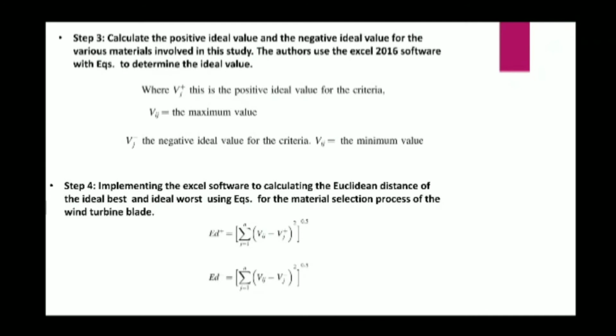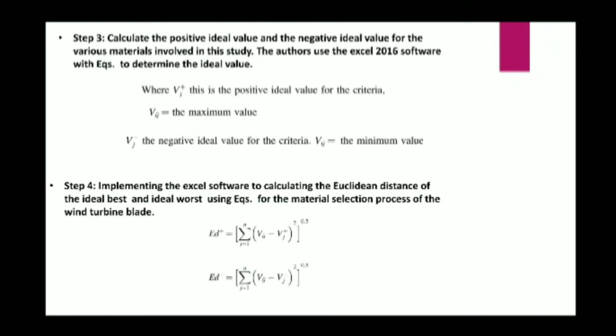In step 3, calculate the positive ideal value and the negative ideal value for the various materials involved in this study. The author used Excel 2019 software with equations to determine the ideal values, where V positive j is the positive ideal value for the criteria, the maximum value of vij, and V negative j is the negative ideal value for the criteria, the minimum value of vij. In step 4, implement the Excel software to calculate the Euclidean distance of the ideal best and ideal worst using equations for the material selection process of the wind turbine blades.